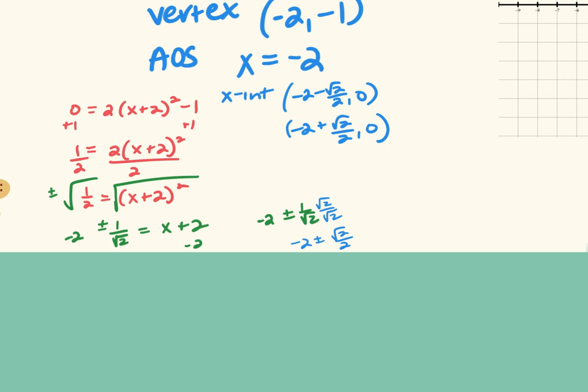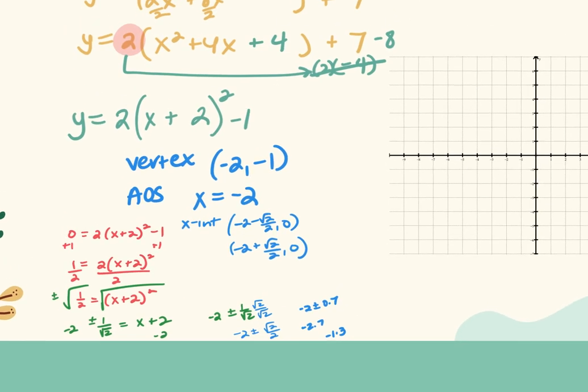Like root 2 is like a 1.4, and then I'd divide that by 2, and I'd get negative 2 plus and minus 0.7. So I would have done 1.4 divided by 2, which is 0.7. So I can approximate this to be negative 2.7 and negative 1.3. But it might be easier to plug in some different points instead of using those. So you have to find it to answer the question, but you don't have to find it to graph it.